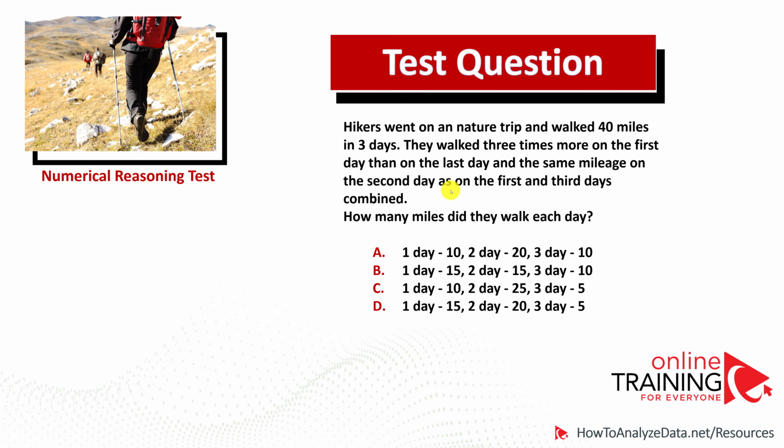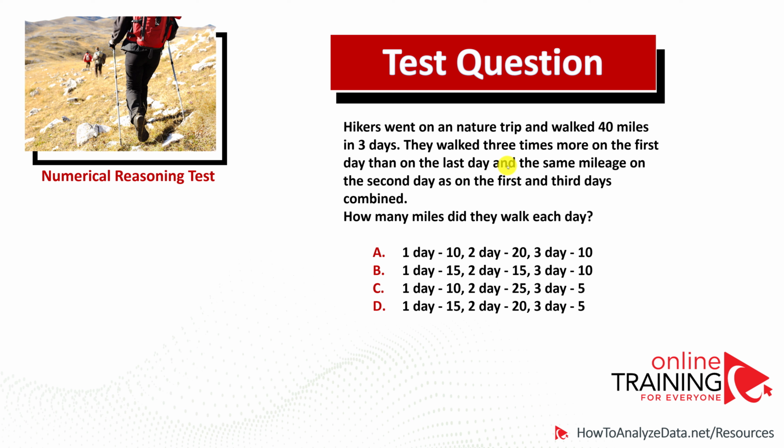Before jumping to the formula-based solution, let me show you a quick way to solve this challenge. If you read the second sentence, you would realize that they walked 3 times more on the first day than on the last day, and the only choice that matches this condition would be choice D. Because in choice D, on the third day, they walked 5 miles, and on the first day, they walked 15 miles.